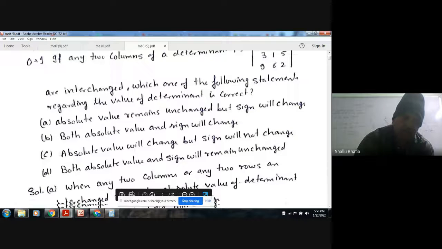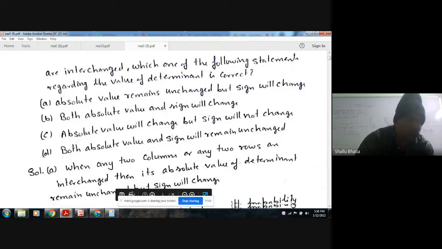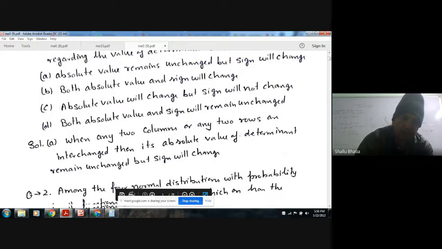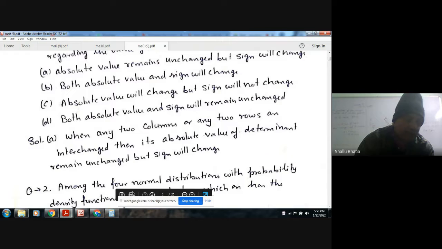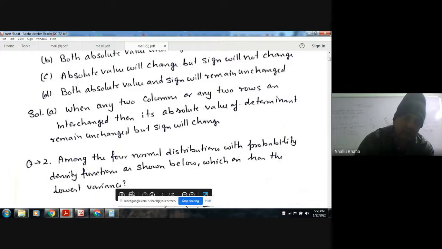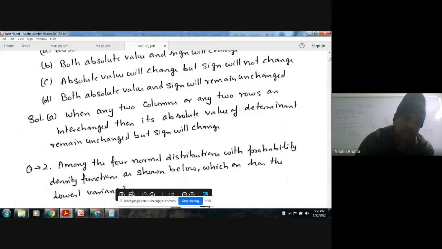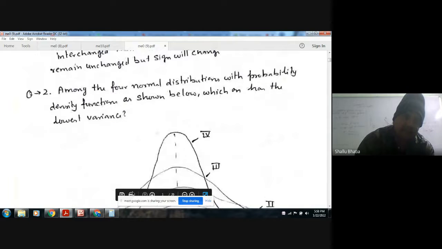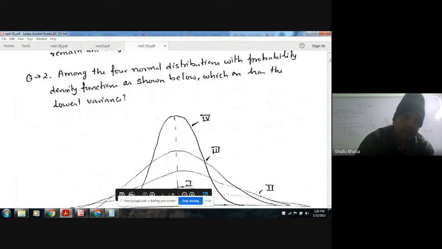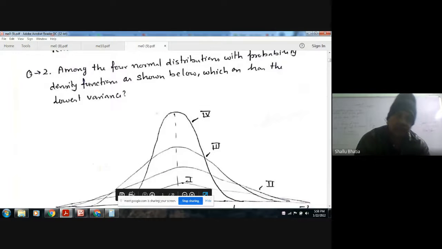So when any two rows or any two columns are interchanged, the absolute value of the determinant remains unchanged, but the sign changes. You can check it by interchanging rows or columns. So the answer is A.